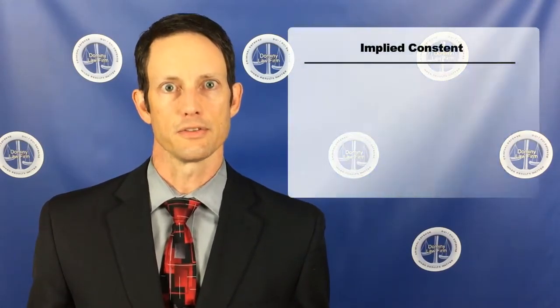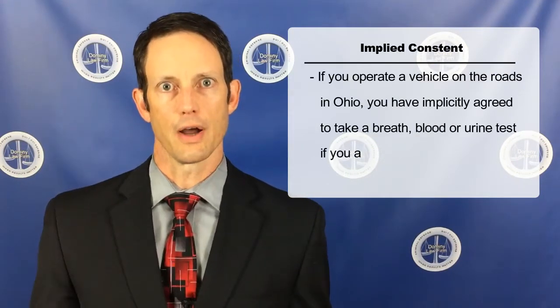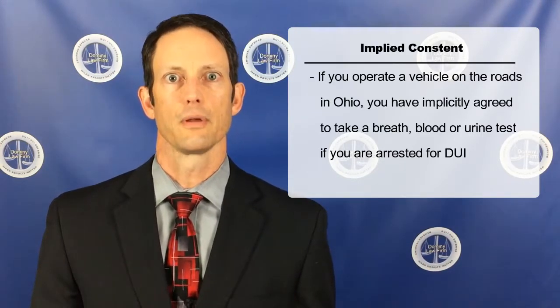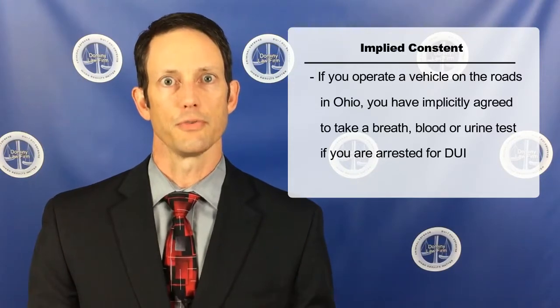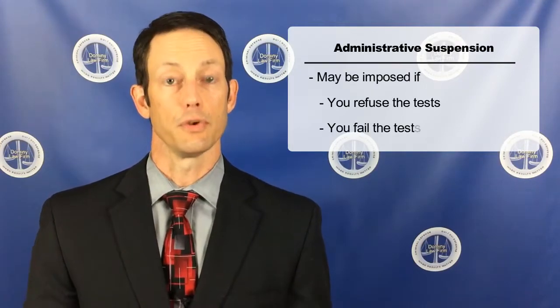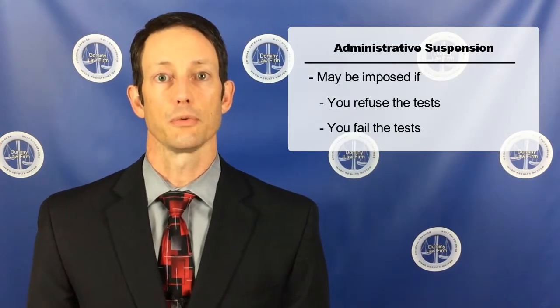In Ohio law, there's a principle known as implied consent. And what that means is, if you operate a vehicle on the roads of Ohio, you have implicitly consented to take a breath, blood, or urine test if you're arrested for OVI. So if you're arrested and the officer asks you to take one of those tests, an administrative suspension may be imposed in one of two circumstances. One, if you refuse to take the test, and two, if the test result is over the limit. Either way, an administrative license suspension will be imposed.